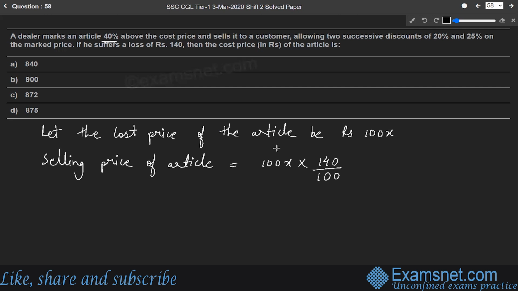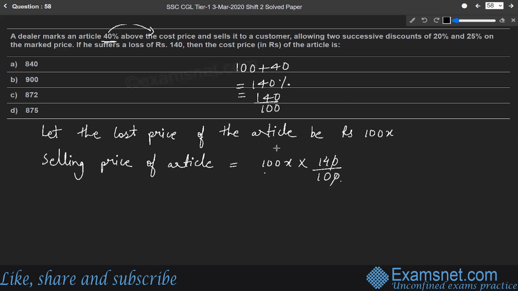See, the total of any value is taken as 100. It is given that the selling price is 40% above the cost price. Above means more. So 100 plus 40 gives 140%. Since it is a percentage, it will be 140 divided by 100. This denotes the increase of 40%. That is why it is 100x multiplied by 140 divided by 100.